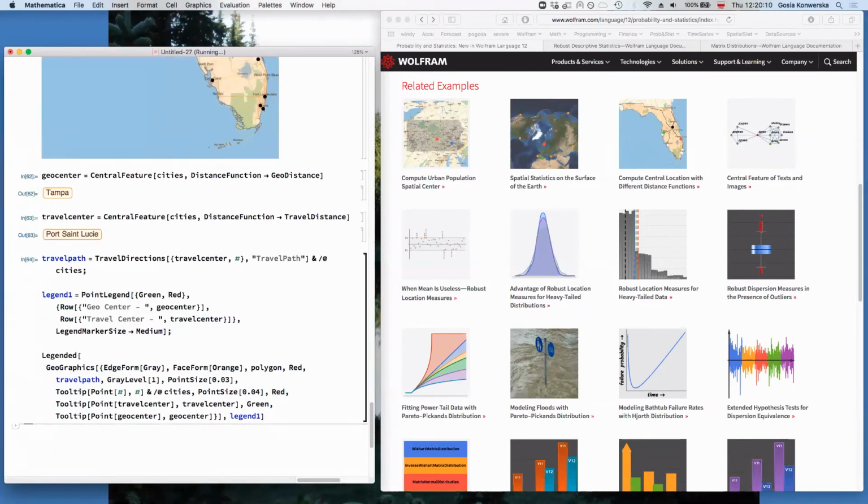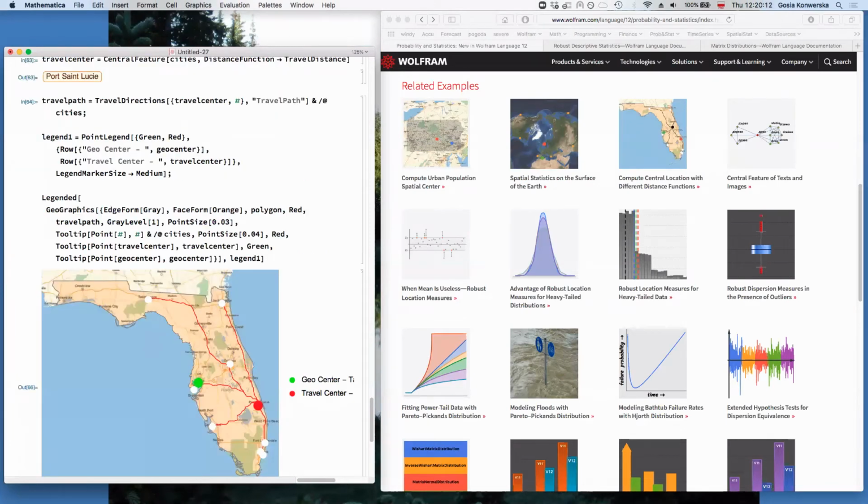We can compute travel paths, and we can illustrate now where we are in Florida. So the green is Tampa, the red is our travel center, and the red are the driving paths to get there. Now, it's the same deal as we had before with Pennsylvania and the cities.